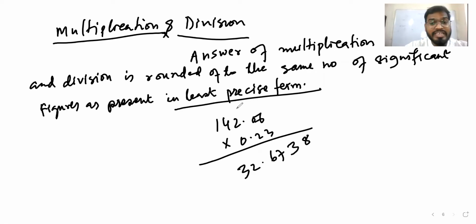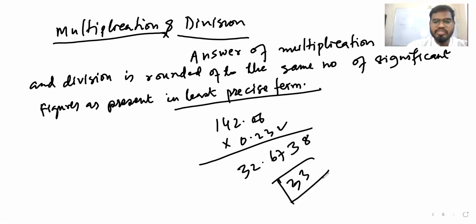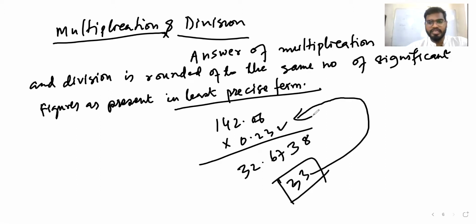But what you are supposed to use is the least precise one. This one, right? So what is the number of significant digits here? 2. So you should go with 2 only. After that comes 6, 7, right? So obviously it will round up. So we can write 33 as the answer, right? The same number of significant digits as this. That's it. Hope you guys got it.